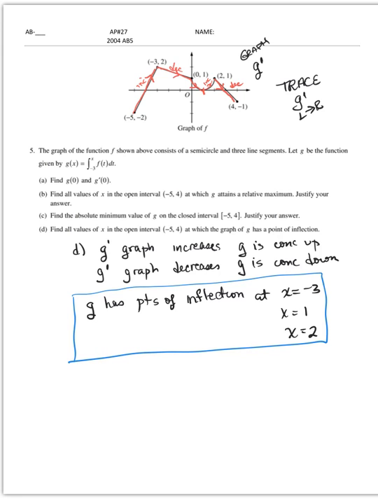But if they did say to justify, we would say because the graph of the derivative of g changes from increasing to decreasing or from decreasing to increasing. But that's only if they asked us.